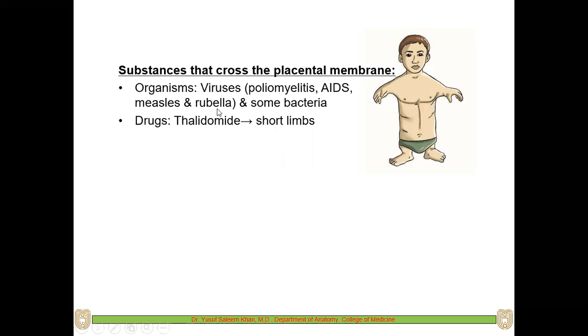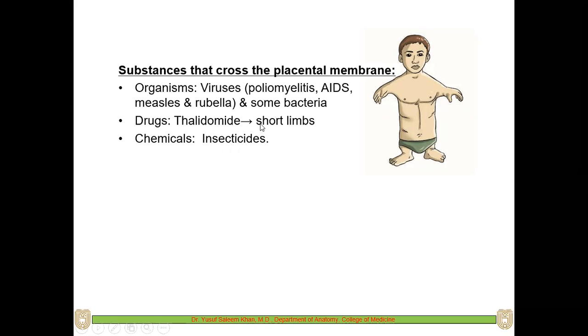But nowadays they have started using it again, not in pregnant ladies, but in some cancers, especially skin cancers. It is not recommended for pregnant ladies because it leads to shortness of limbs. So drugs can pass through the placental barrier. Why am I telling this? Because you should know what the side effects are, what can cross and what can lead to damage in the fetus.